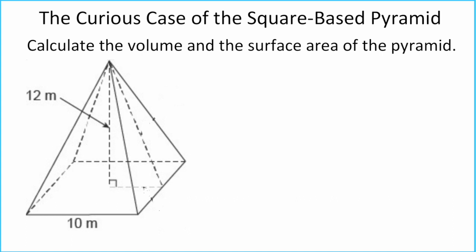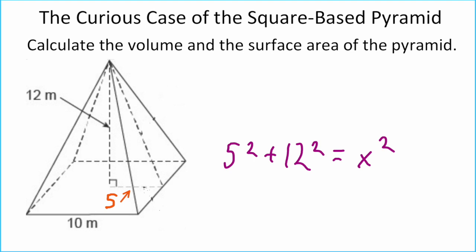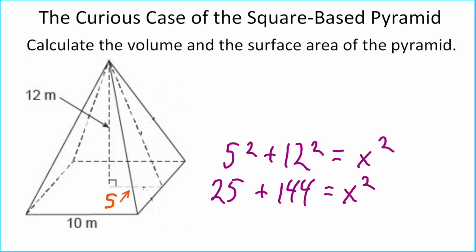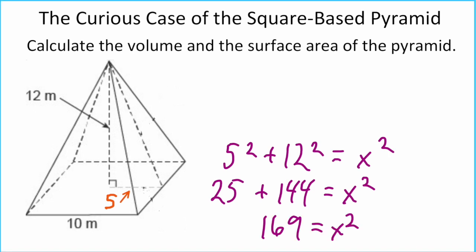First thing that usually happens is, instead of giving you that bottom leg of the right triangle you can see, they give you the full side length, which is 10. That right angle is in the center of our square base. So we end up taking half of the 10 to get 5 for that bottom leg. Now we're going to go ahead and use Pythagorean theorem to solve for our missing side. So 5 squared plus 12 squared equals x squared, giving us 25 plus 144, which is 169, which is a perfect square.